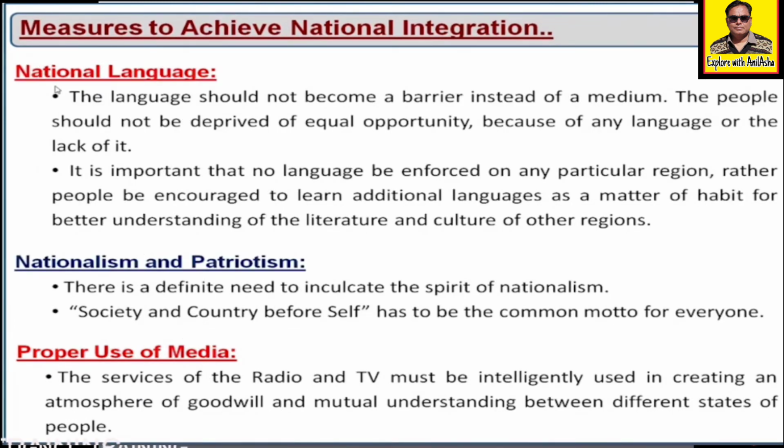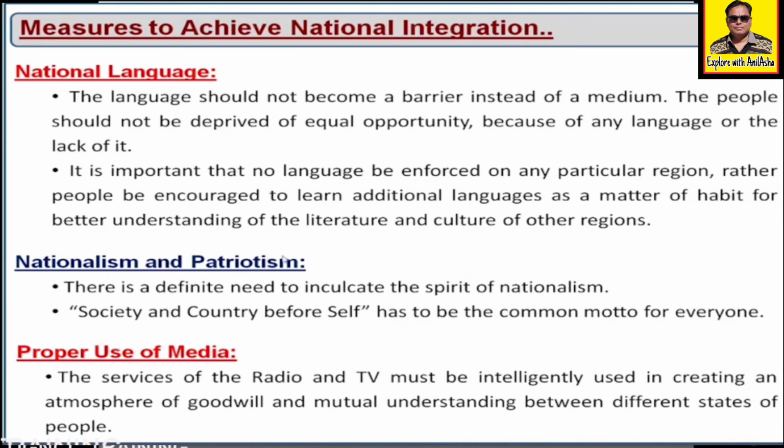The other major measure to be considered is national language. It needs to be ensured that the language should not become a barrier instead of a medium. The people should not be deprived of equal opportunity because of any language or the lack of it. It is important to note that no language be enforced on any particular region. Rather, pupils be encouraged to learn additional languages as a matter of habit for better understanding of the literature and culture of other regions.